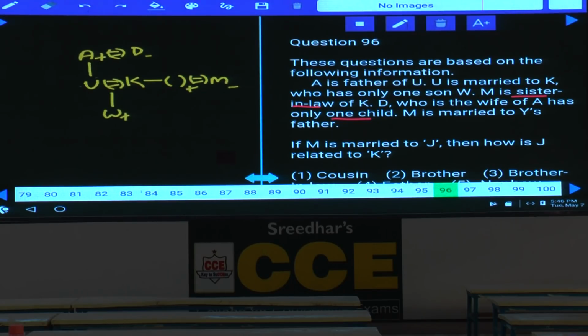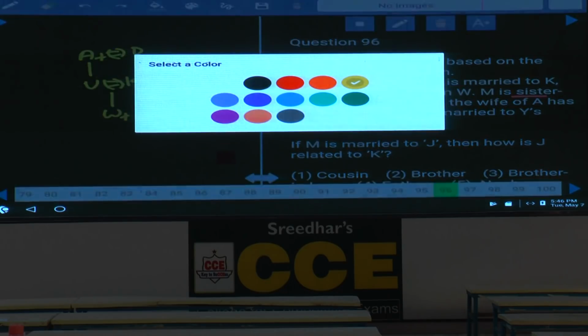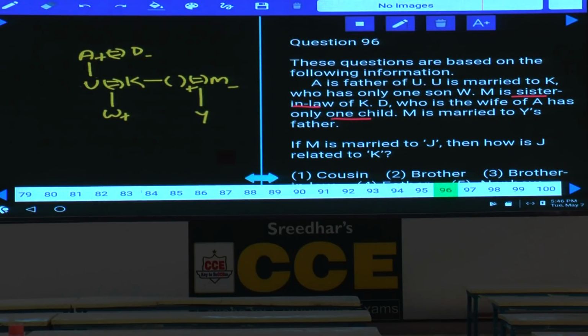And D is the wife of A, and has only one child, that is U. M is married to Y's father. Now this M is married to whom? Y's father, that means Y is the child of this M. Then question number 96. If M is married to J, M and J are married to each other, then how is J related to K?